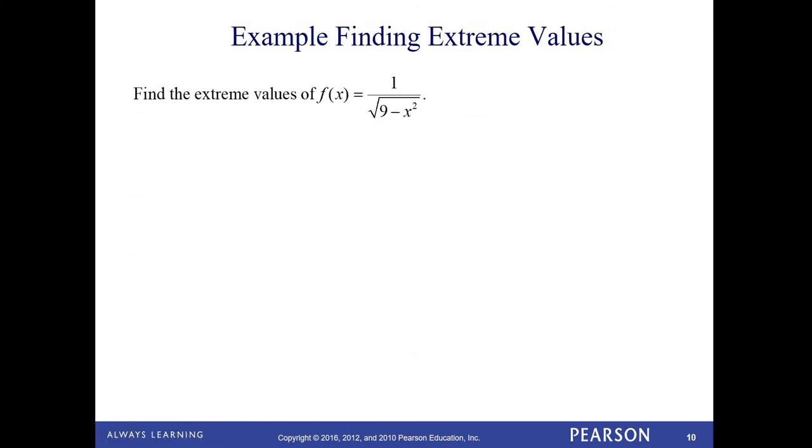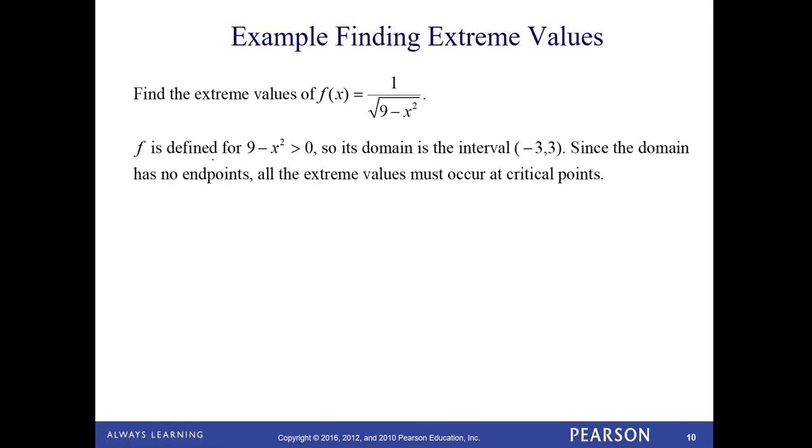So let's do this one. Try this one on your own and see what you can do. Okay, hopefully you did some good work on this. Let's see. First of all, we know that f is defined for any place where 9 minus x squared is greater than 0. So the domain is the interval negative 3 to 3, and the domain has no endpoints. Now remember, if this were the square root of 9 minus x squared in a numerator, then the endpoints of negative 3 and 3 would be fine, because the square root can equal 0. But since it's in the denominator, the endpoints do not count.